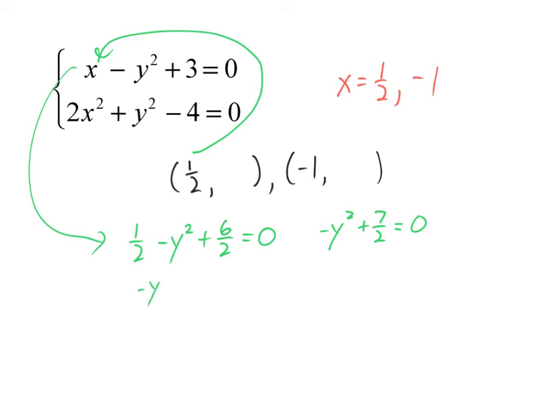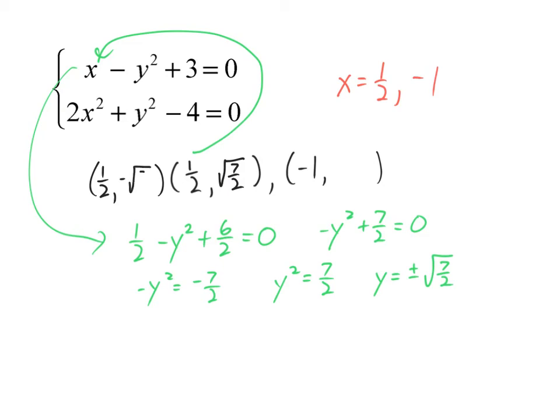Subtract 7/2 from both sides. Divide by a negative. Square root. So I end up getting y equals plus or minus the square root of 7 over 2. Now, if you notice, this has two outputs for one input. So there's actually going to be 2 points with 1/2 as my x value. So it's going to be 1/2, square root of 7 over 2. And there's going to be another point that we didn't know about, 1/2, negative square root of 7 over 2.